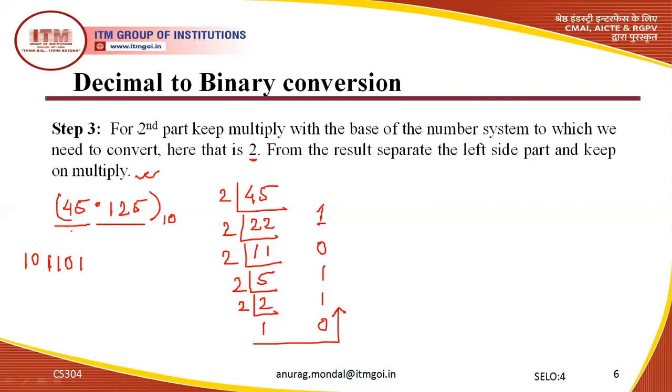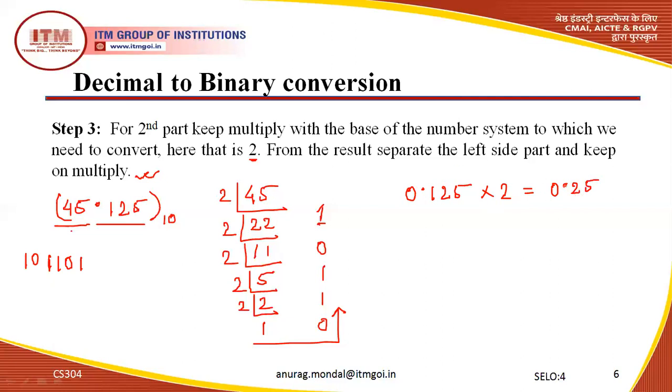Now, third step, here, second part, we have to multiply with 2 because we want the binary conversion. So we need to multiply with the base of the number system to which we need to convert, separate the left part and keep on multiplying. So we have 0.125. This is our second part. Now, first we have to multiply with 2 as step 3 suggests, and it is equivalent to 0.25.